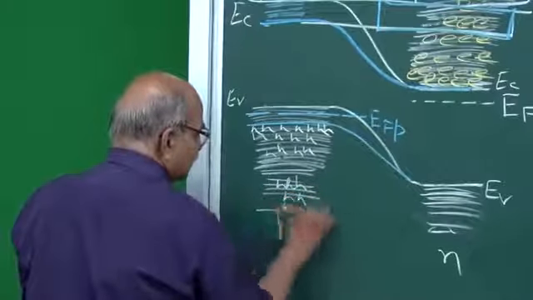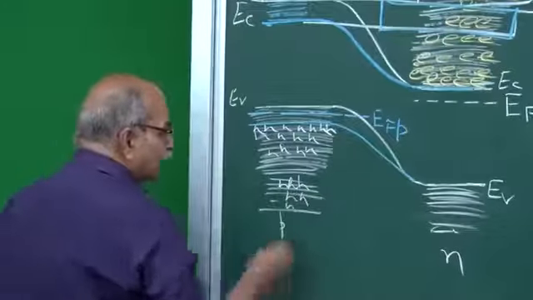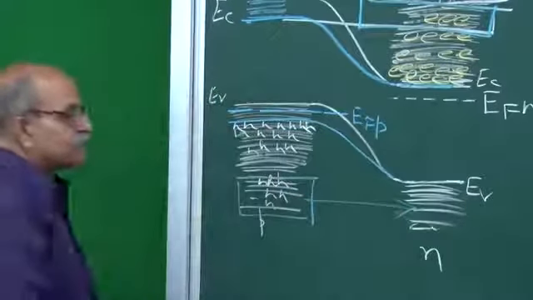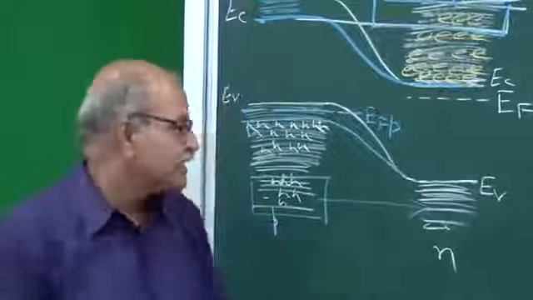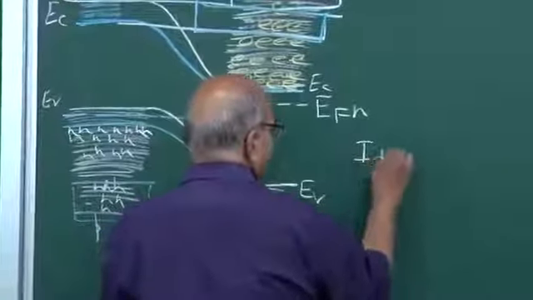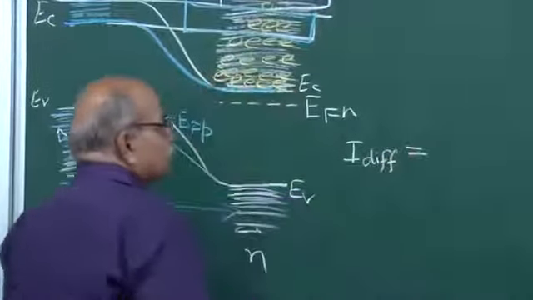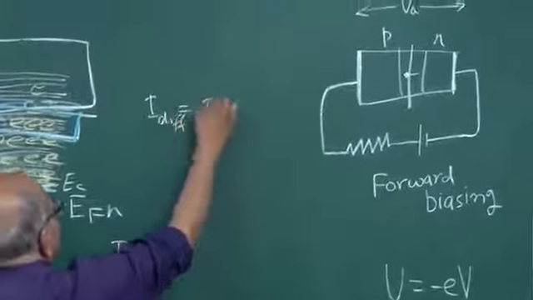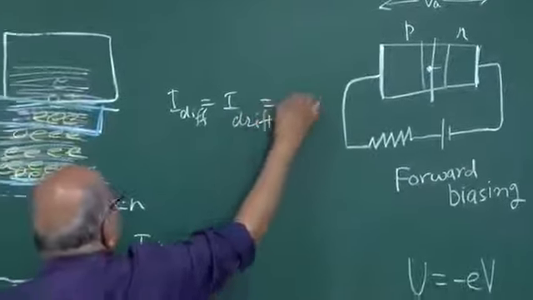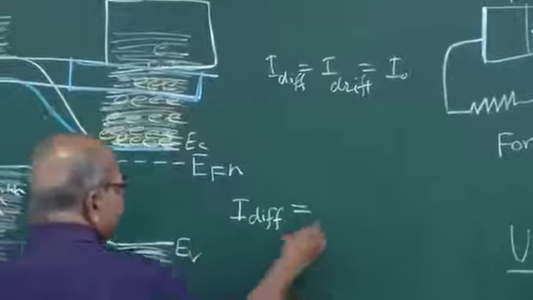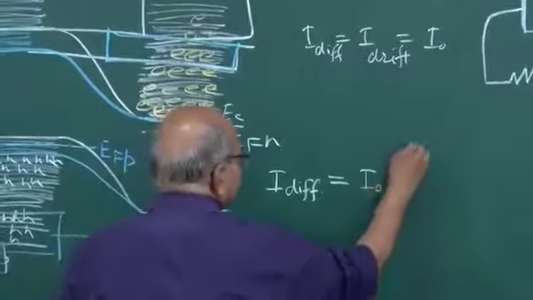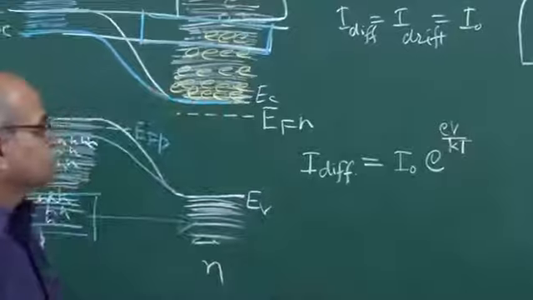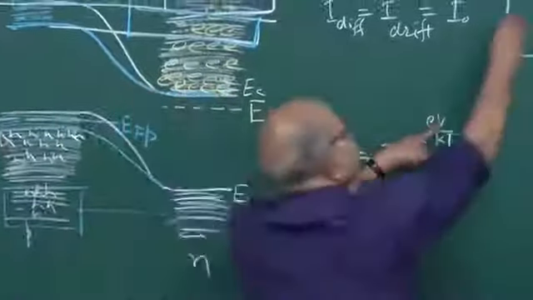And all these things are shifted down. So you have extra holes which can diffuse, which will find quantum states here, and therefore the diffusion current I diffusion increases. So in the absence of bias, you had I diffusion equal to I drift. If you call it I naught, then now the diffusion current is I naught multiplied by an exponential factor, which is e power eV by KT. Diffusion has increased. This V is this V, VA.